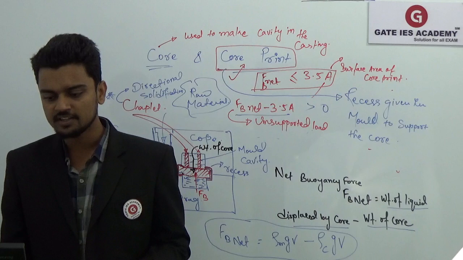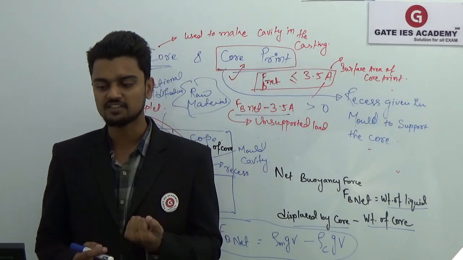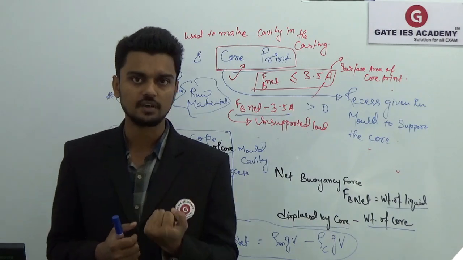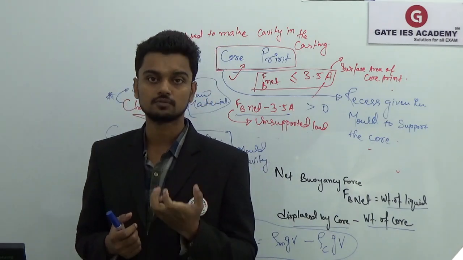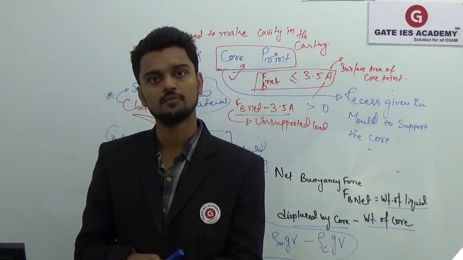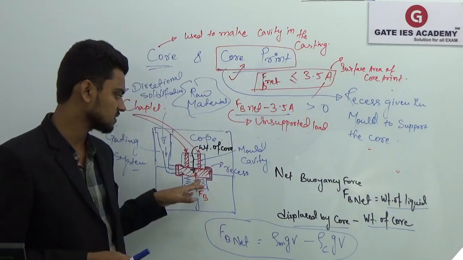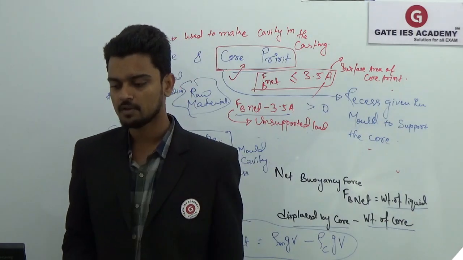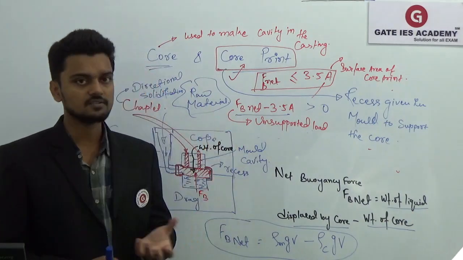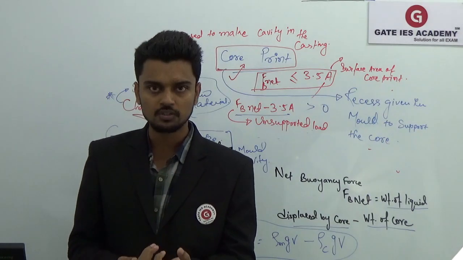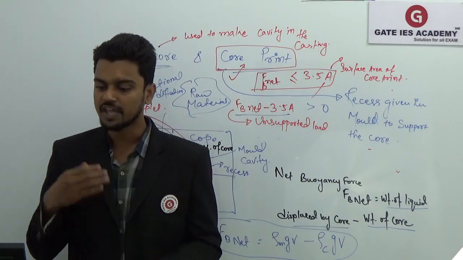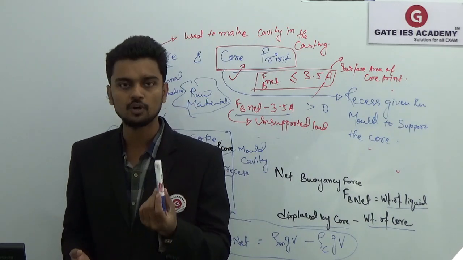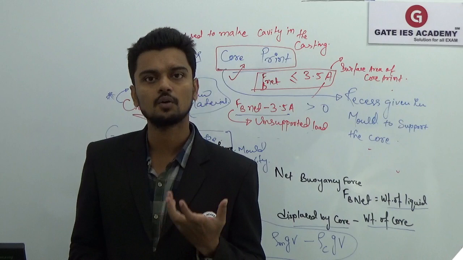Then the last point is it should have high strength to withstand the self weight and buoyancy force. It should have sufficient strength to withstand the buoyancy force that we discussed, acting on your core in the upward direction. The core print, as we discussed, is used to give the required support to the core. The cavity made in the mold for locating, positioning and supporting the core is known as the core print.